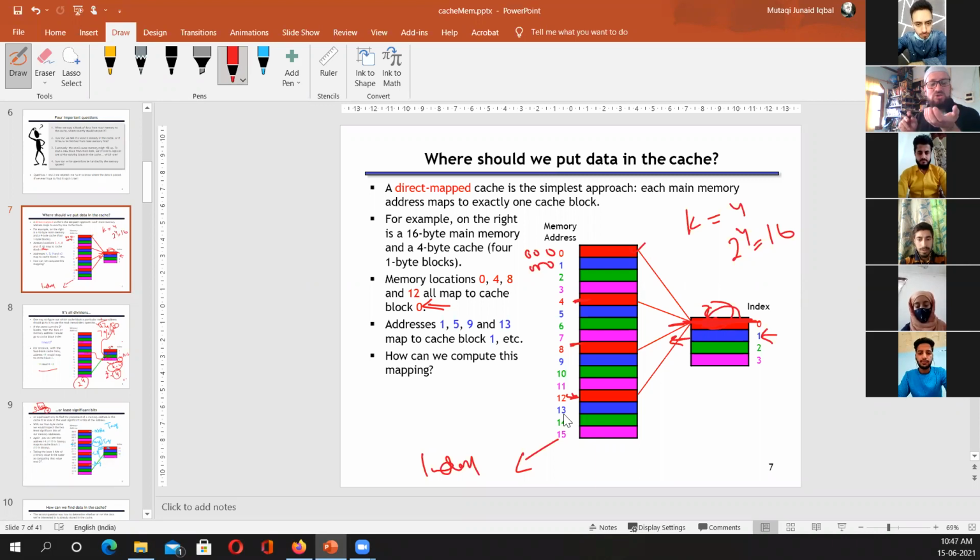Like I told you, we understood which chair the faculty has to be in, but we cannot guarantee the faculty you are trying to access will be on the chair at that moment of time. Because there is only one chair, so Junaid sir could be there, or somebody else could be there. So there could be a cache miss.